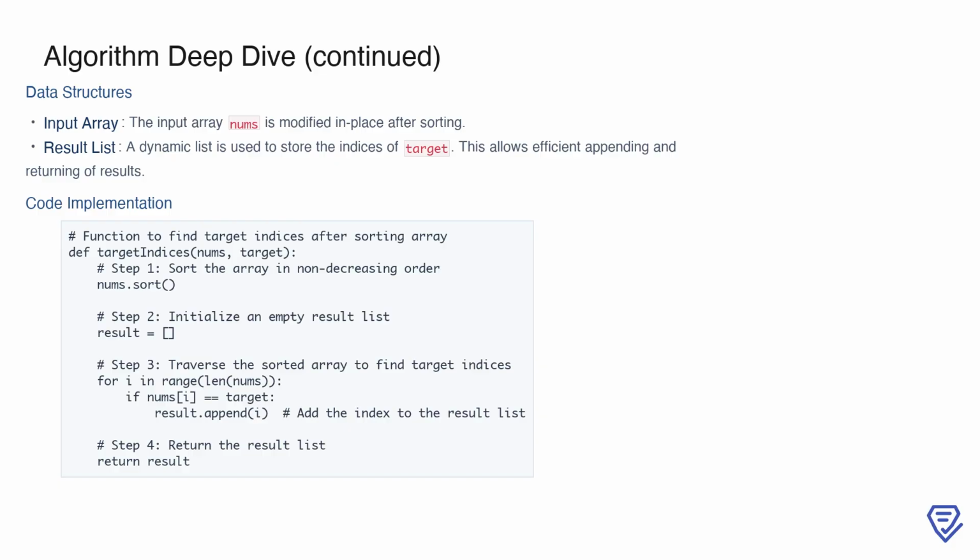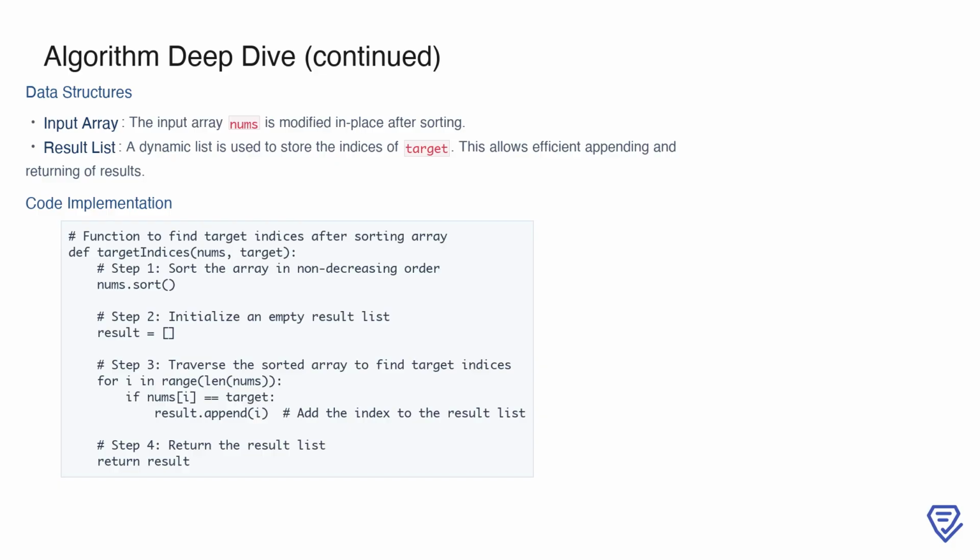Here's the Python implementation. After sorting the input array using nums.sort, we initialize an empty list called result. We then iterate through the array, and for each index where the value equals the target, we append the index to result. The function concludes by returning the result list, which contains all indices of the target in the sorted array.